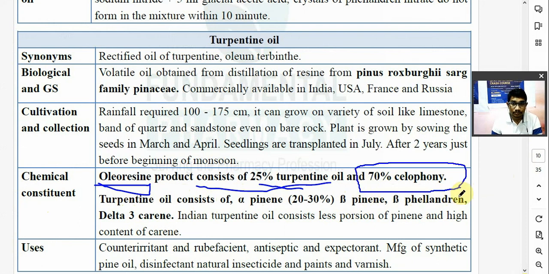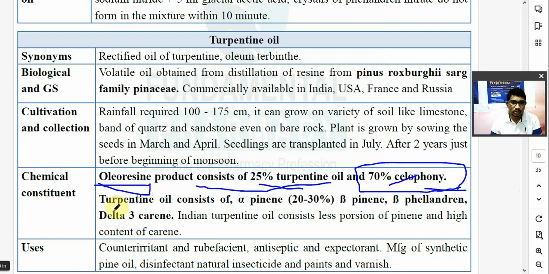Colophony is often found. So colophony is a pharmaceutical aid used in the different pharmaceutical preparations. After the distillation of this resin, you are going to get turpentine oil, and whatever is remaining is known as colophony.